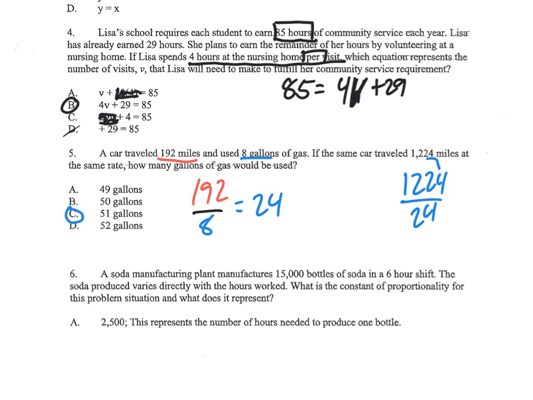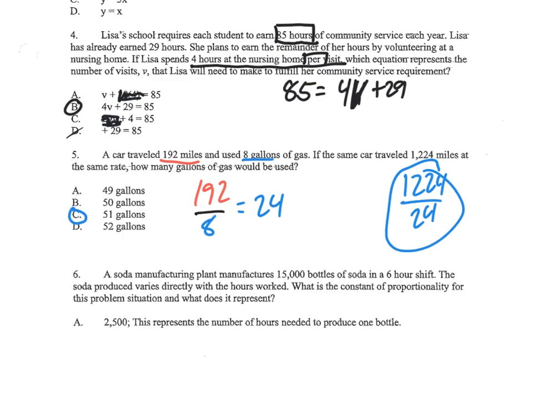And on this part right here, if you're not sure whether you're supposed to multiply or divide, well, clearly if I do 1,224 times 24, I'm going to get a way bigger number than what I have for options there.